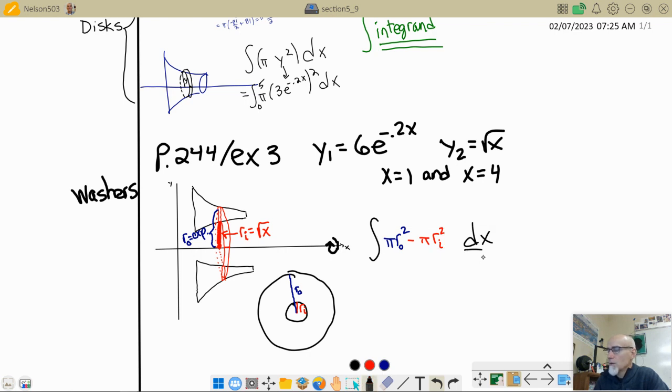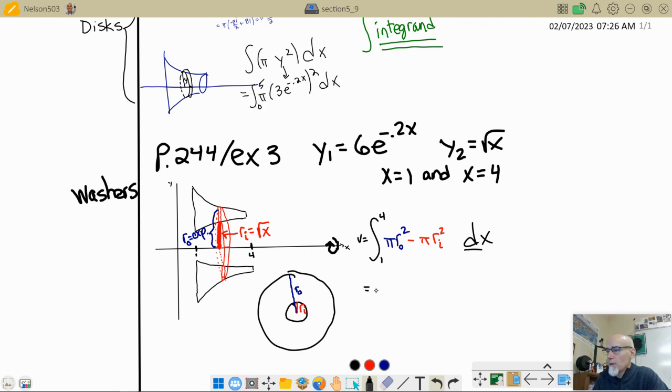times the thickness is going to give me the volume of one of these little slices right here, right? And the other thing we got to decide is we're going to go from what number to what number? Like, where's the biggest one on the left? Well, that started at 1. And where's the smallest one on the right? That stops at 4. So I'm going to go from 1 to 4. This is going to be the volume of my solid over here.